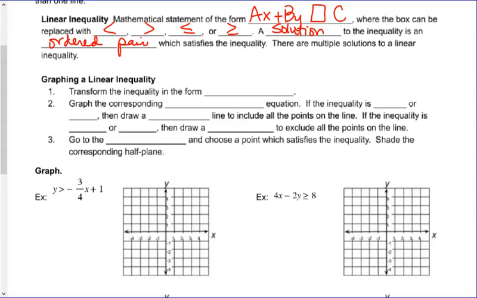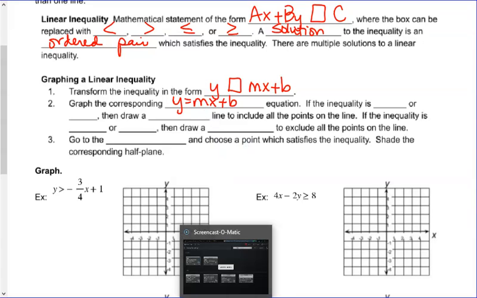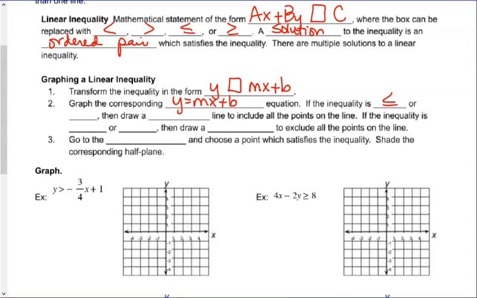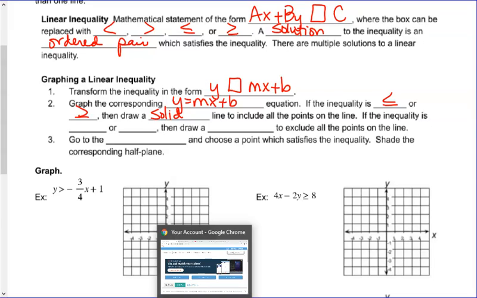Now, here are some quick steps for us to follow when we're solving a linear inequality. What we want to do is transform the inequality to the form y with something mx + b, where that something is one of these inequalities, greater than or equal to, less than or equal to, etc. We want to graph the corresponding y = mx + b equation, which we've done. Start with the y-intercept, graph that on the y-axis, then we're going to use our slope, rise over run, to get the next point. Now, if we have a less than or equal to or a greater than or equal to, we're going to draw a solid line to represent that all the points on that line are included in the solution.